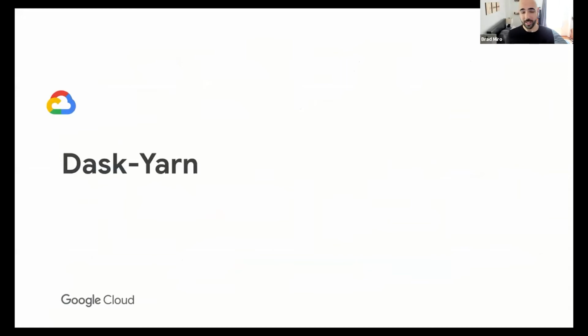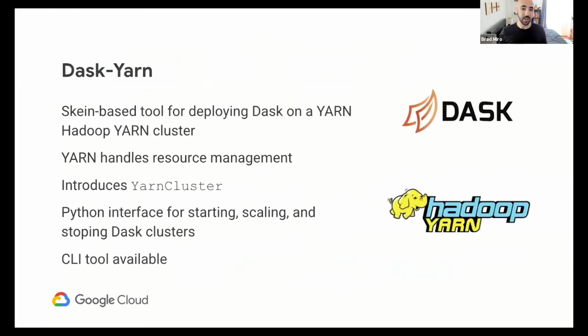So let's now talk about Dask Yarn. Dask Yarn is a Skein-based tool for deploying Dask on a Hadoop Yarn cluster. Skein itself is another tool that lets you run Python-based applications on top of a Hadoop Yarn cluster, and Dask Yarn utilizes that under the hood. Similar to other Yarn applications, Yarn handles the resource management for Dask Yarn, so you don't have to maintain that yourself, or Dask doesn't have to rely on it itself either.